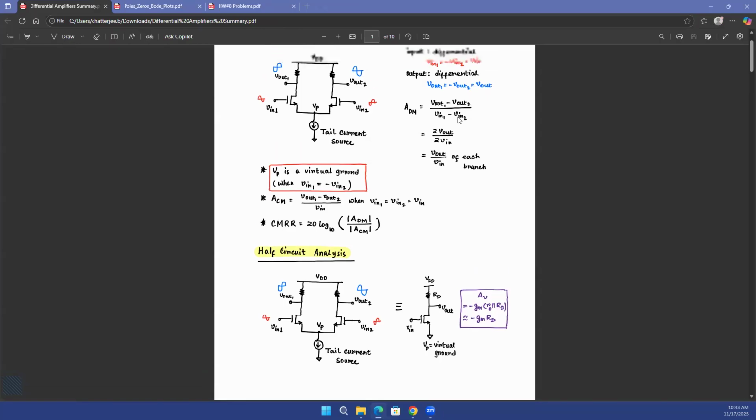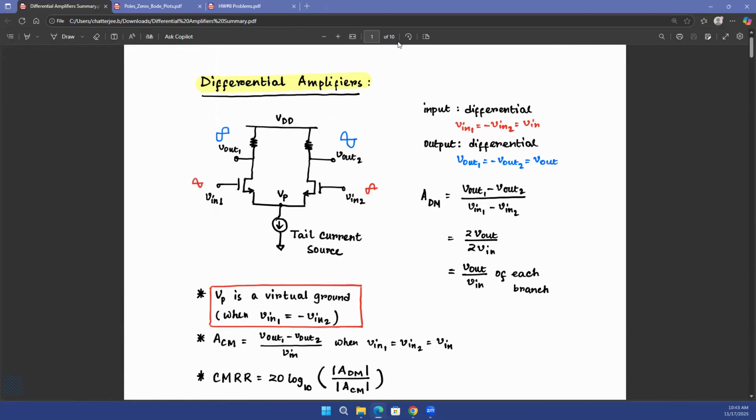All right, so differential amplifiers. We already know that the job of a differential amplifier is to amplify a differential input. A differential input means that if you have a positive half cycle of the sine wave first and a negative half cycle later for V1, V2 will be a 180-degree shifted version of that.